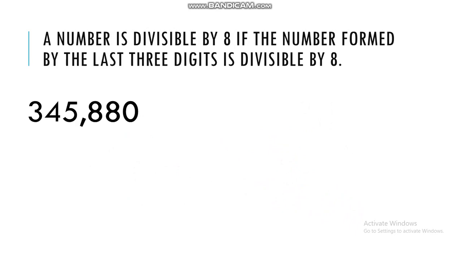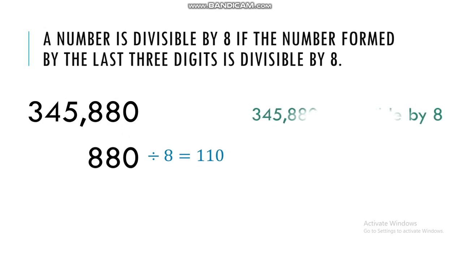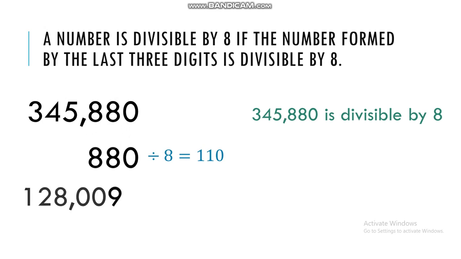Is 345,880 divisible by 8? Check the number that is formed by the last 3 digits, which is 880. Can you divide 880 by 8? Yes. The result will be 110, right? No remainders. This means that 345,880 is yes divisible by 8.